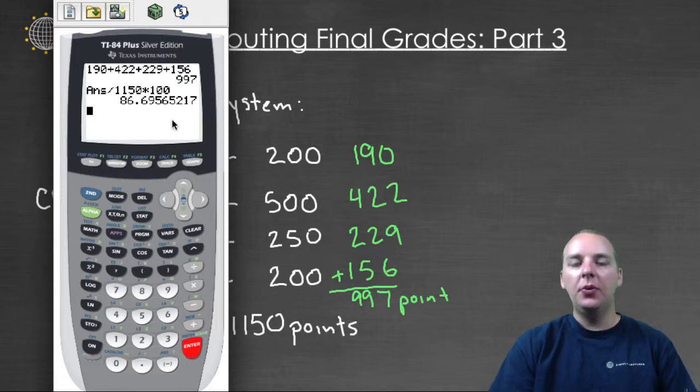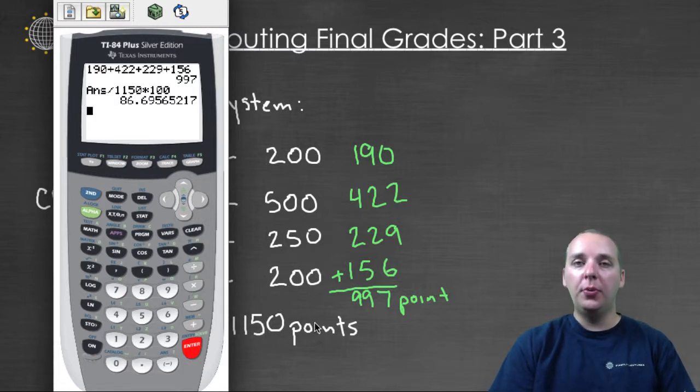86.6956. So that would round at the end of the day to the nearest integer to be an 87. And so that'll be my grade. That's how we compute grades using this total point system. We add up how many points we got and divide it by how many points are available.